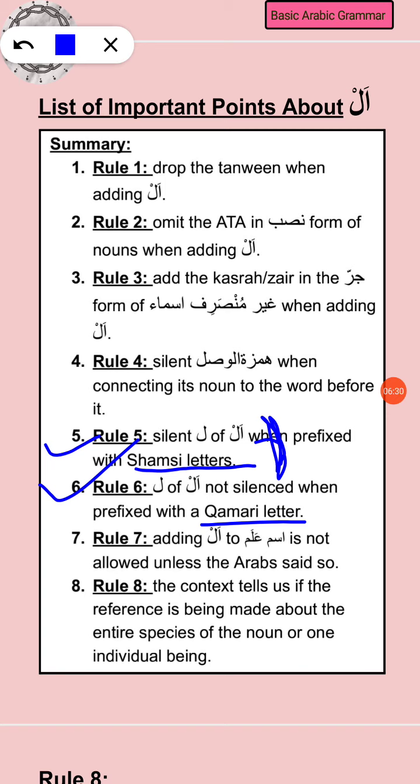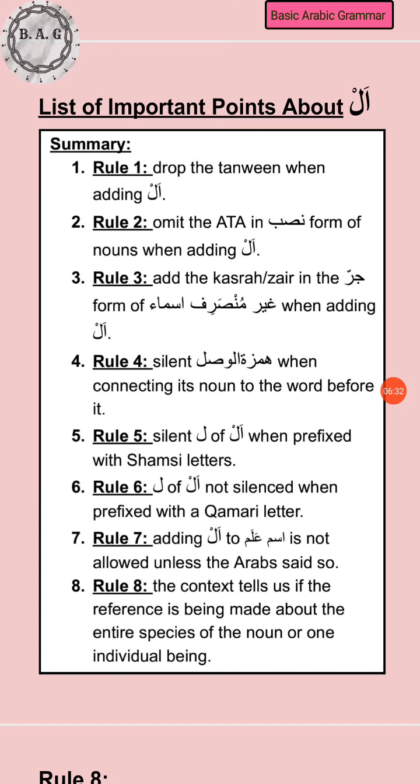Okay, so our next point is rule number 7, which says that adding al to ism alam is not allowed unless the Arabs said so. We do not know what ism alam is, so we'll need to cover this in order to understand this rule.